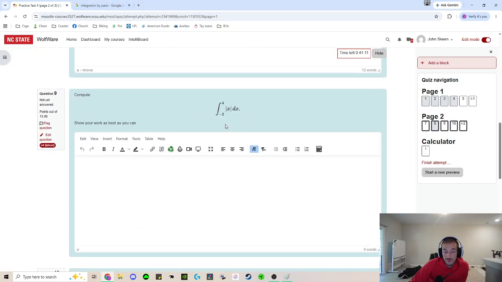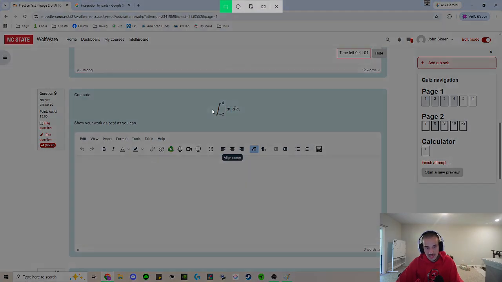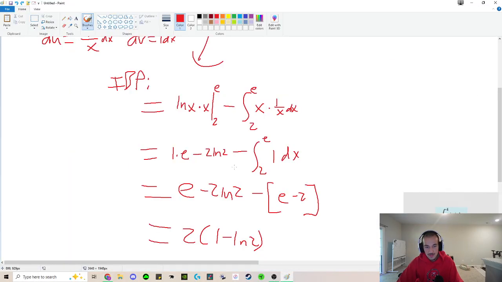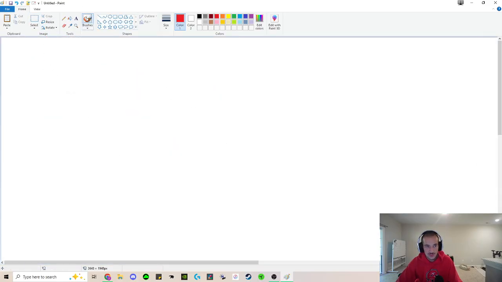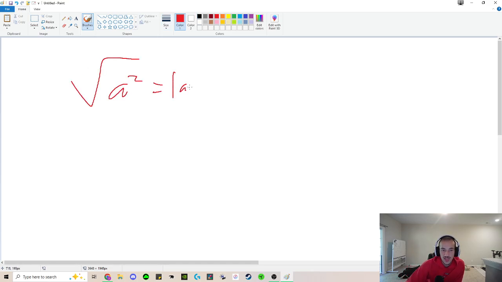Compute this antiderivative, show your work as best as you can. What I would probably do for this is, because we don't immediately know how to do this, you've got different options. The first option is we know that the definition of absolute value of x is the square root of the square, because square roots we've defined to be always positive. This is just how convention works. So we say that the square root of a squared equals the absolute value.